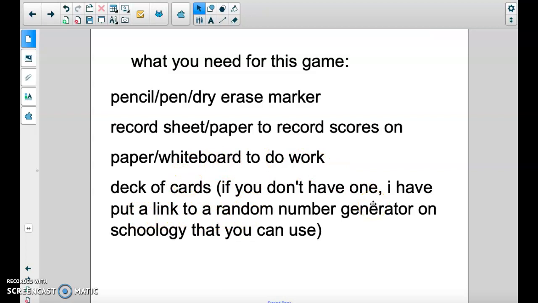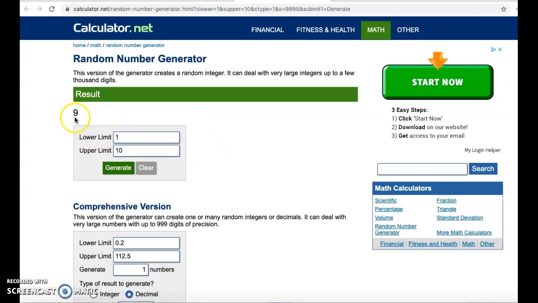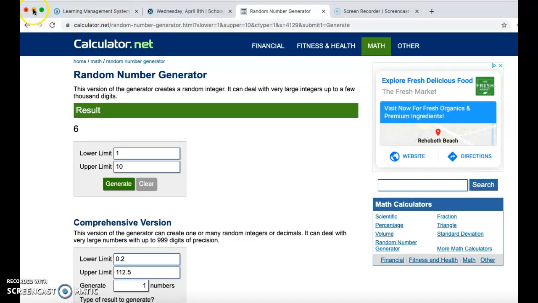Now, if you don't have a deck of cards, I put a link to a random number generator on Schoology. If you're sitting there thinking, Mr. Rupar, what is a random number generator? If you go to the number generator for Target 1 and click on that, it's going to take you to this page. All you have to do is hit generate. So my 3 card numbers would be 6, 4, and 6, and I would use those 3 numbers. Actually, that's not that great of a hand to use. So you're still able to do this even if you do not have a deck of cards.